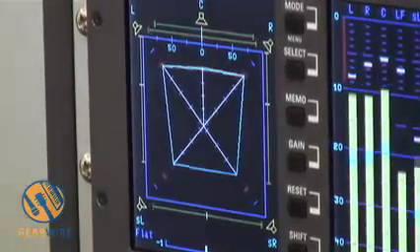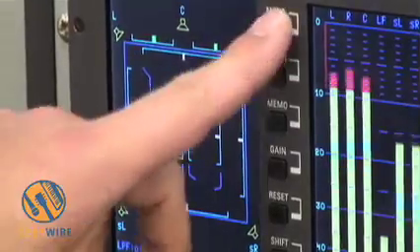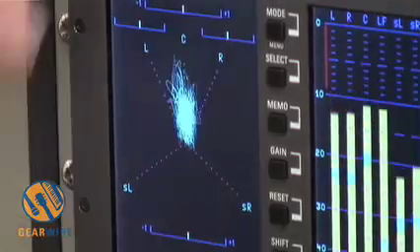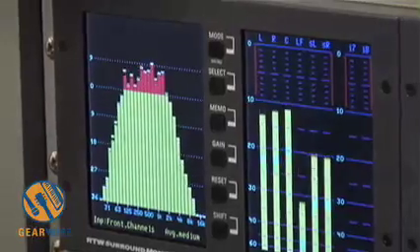It can also be set to be a stereo vector scope. It could be a multi-correlator. There's a multi-channel vector scope mode in there. And it has a real-time analyzer in here.